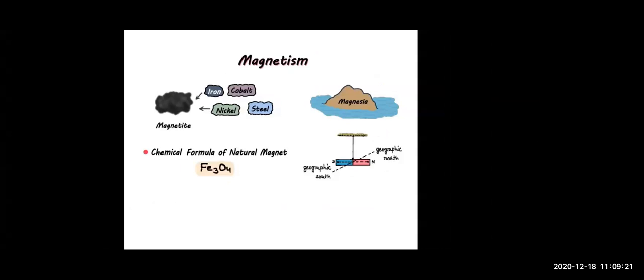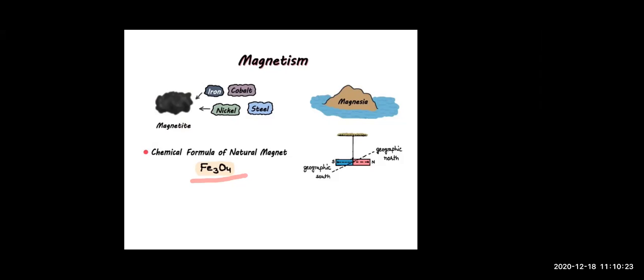So, children, around 2000 years ago, on an island of Greece, the island's name was Magnesia, a material was found. Children, this material had a property to attract iron, cobalt, nickel and steel towards itself. As this material was discovered on the island of Magnesia, it was named magnetite, which today we know as magnet. The chemical formula of magnet is Fe3O4. So, natural magnet is an oxide of iron.